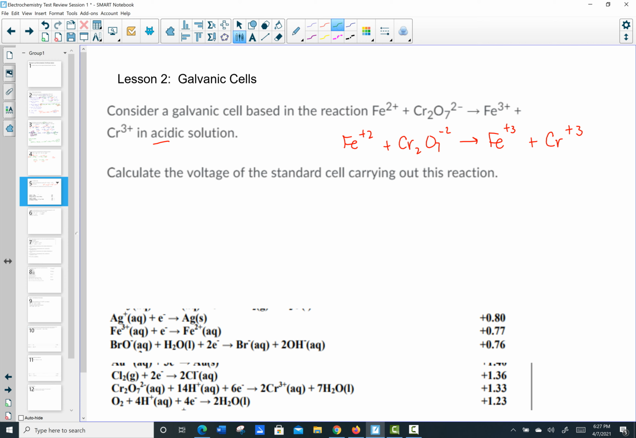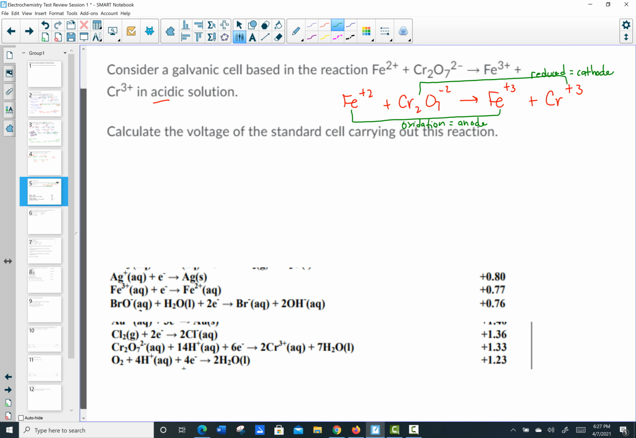From our balanced equation, I can see iron going from a +2 to a +3. Iron is becoming more positive. I know that means that it's being oxidized. It's the process of oxidation, and we learned that oxidation always occurs at the anode. Dichromate going to chromium +3 is being reduced. Reduction always occurs at the cathode.